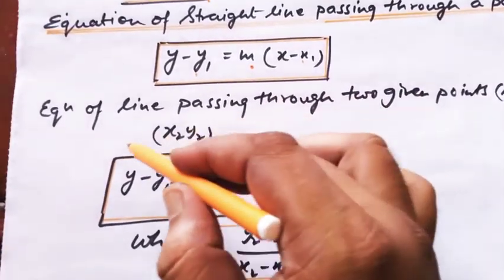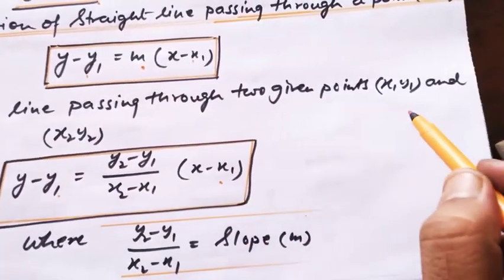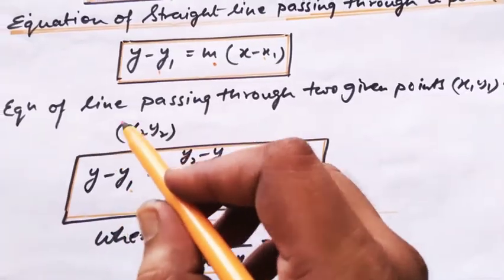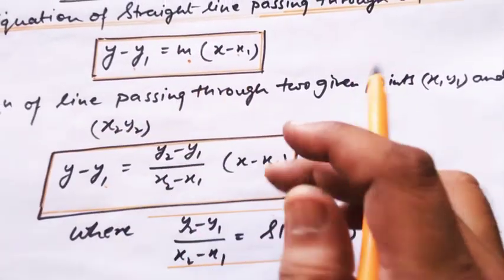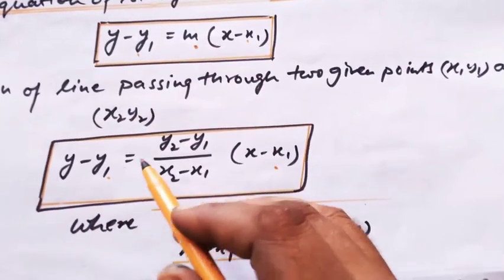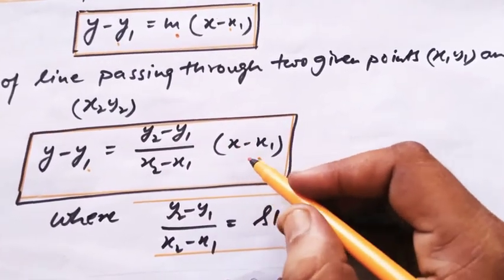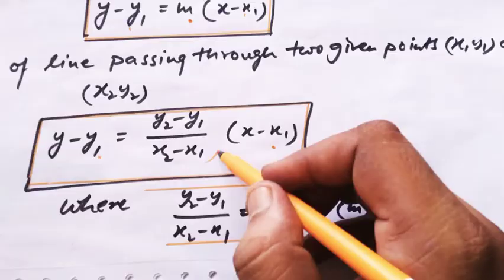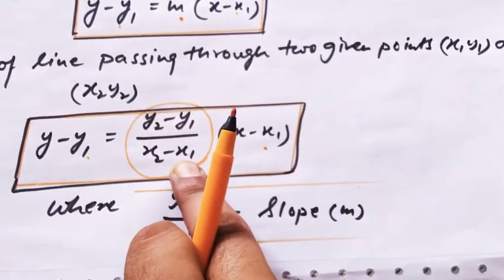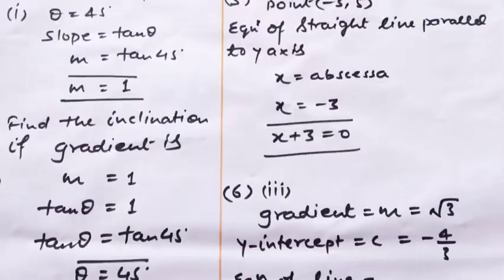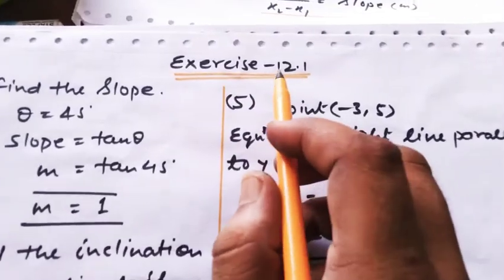Therefore, the equation of a line passing through two given points is y minus y1 is equal to (y2 minus y1) upon (x2 minus x1) times (x minus x1), where this is the slope. Okay, now we will start exercise 12.1.